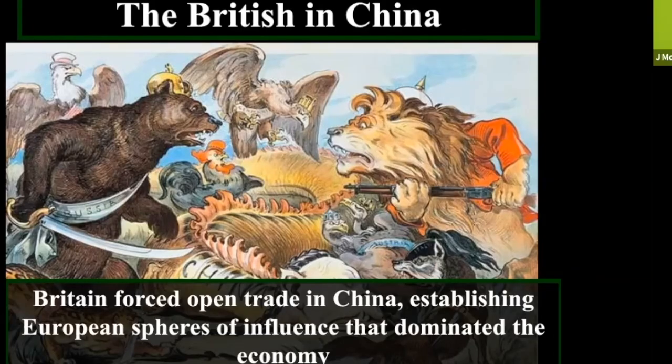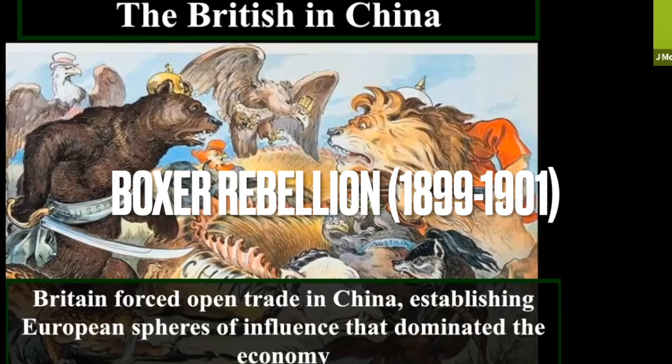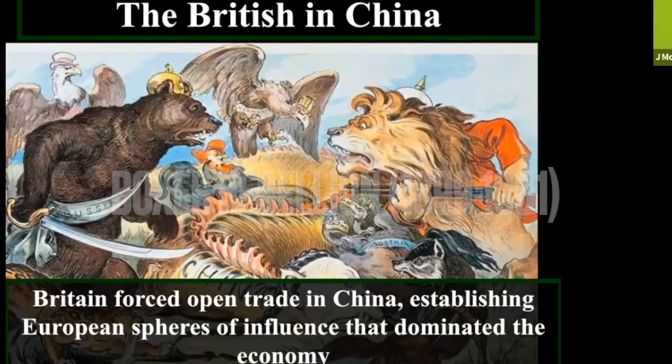So increased European control. This, once again, is going to lead to rebellion. From 1899 until 1901, we see the Boxer Rebellion, also known as the Society of the Righteous and Harmonious Fists. But Boxer is shorter, so you can just call it the Boxer Rebellion if you like. This is going to be an anti-Western rebellion. So they want Westerners, Europe, and the United States to get out of China and reestablish native rule.